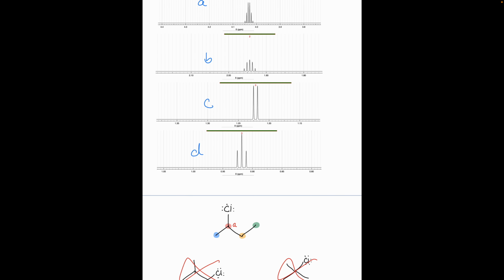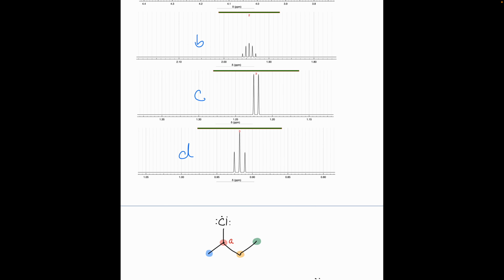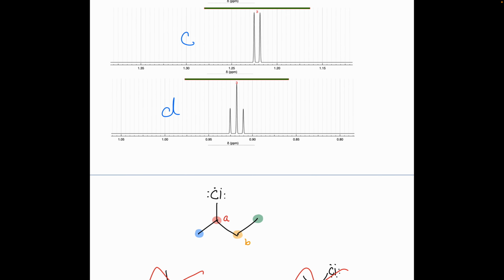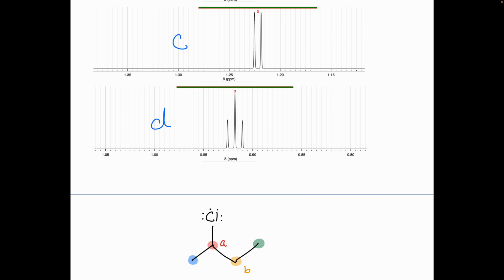All right, what would peak B correspond to? Just looking at that integration value. Yeah, this would be peak B with its integration value of 2. But now we've got to look carefully here at C and D because both of these have the same integration value, but they have different multiplicities. All right, so take a second and assign to our molecule here which corresponds to peak C and which one corresponds to peak D.